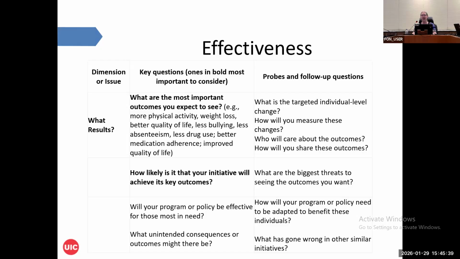How do you measure the change? I probably should have bolded this one, but one of the things we really want to think about with implementation science is, who will care about the outcomes. So I'm going to pause here and talk a little bit about my own experience with implementation science, and talk a little bit about pain management. So who cares about the outcomes?